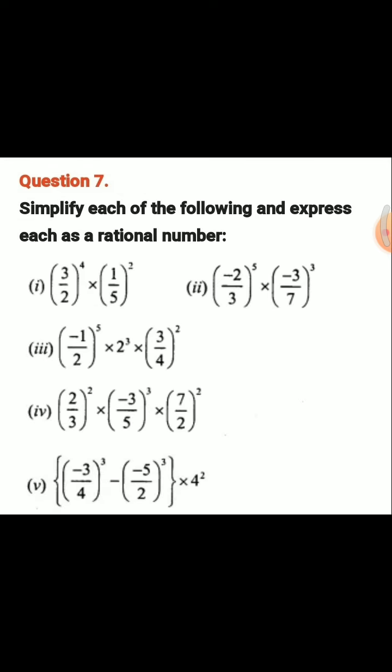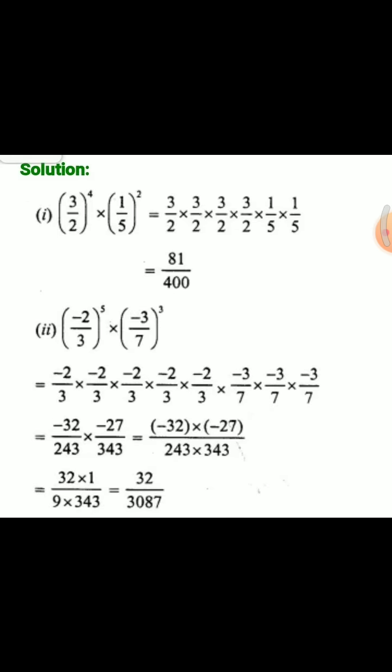Now question number 7 is simplify each of the following and express each as a rational number. 3 by 2 power 4 multiplied by 1 by 5 power 2. After that you write 3 by 2 four times and 1 by 5 two times. After that you multiply it, so your answer will be 81 by 400.